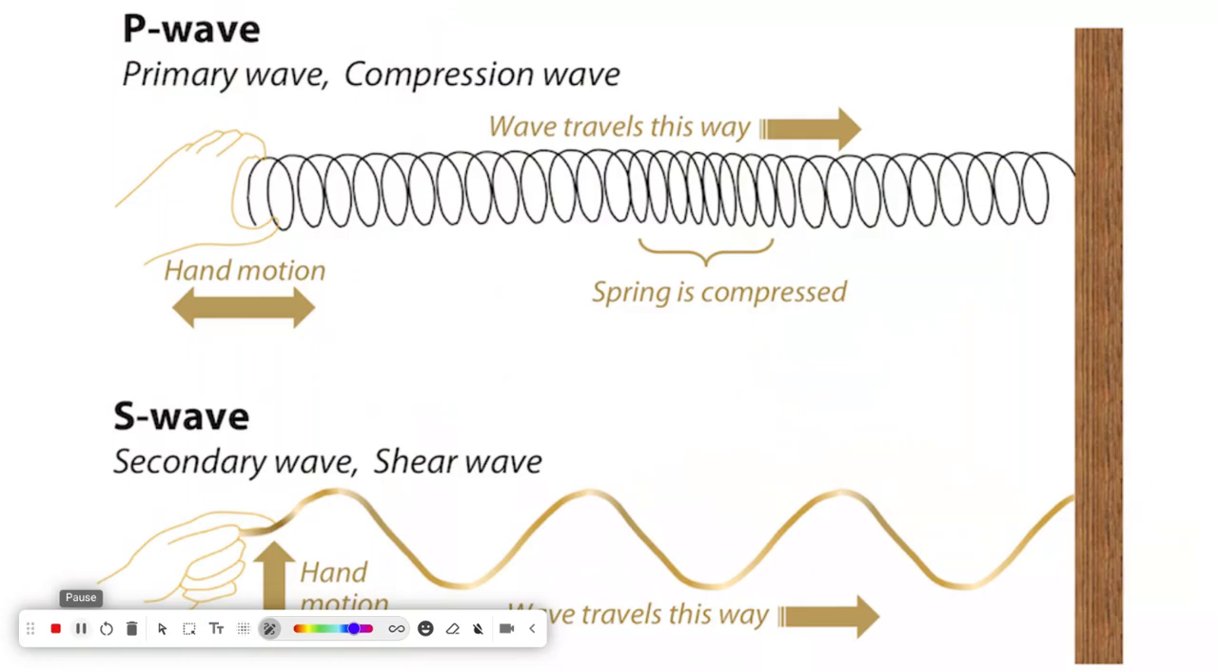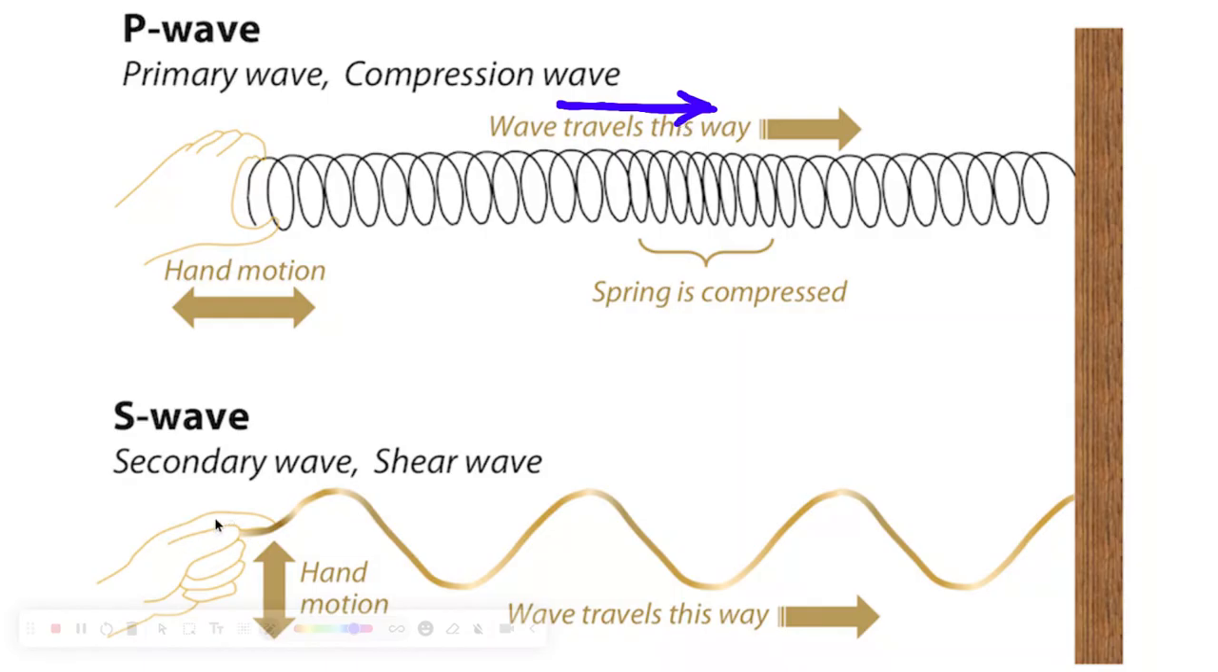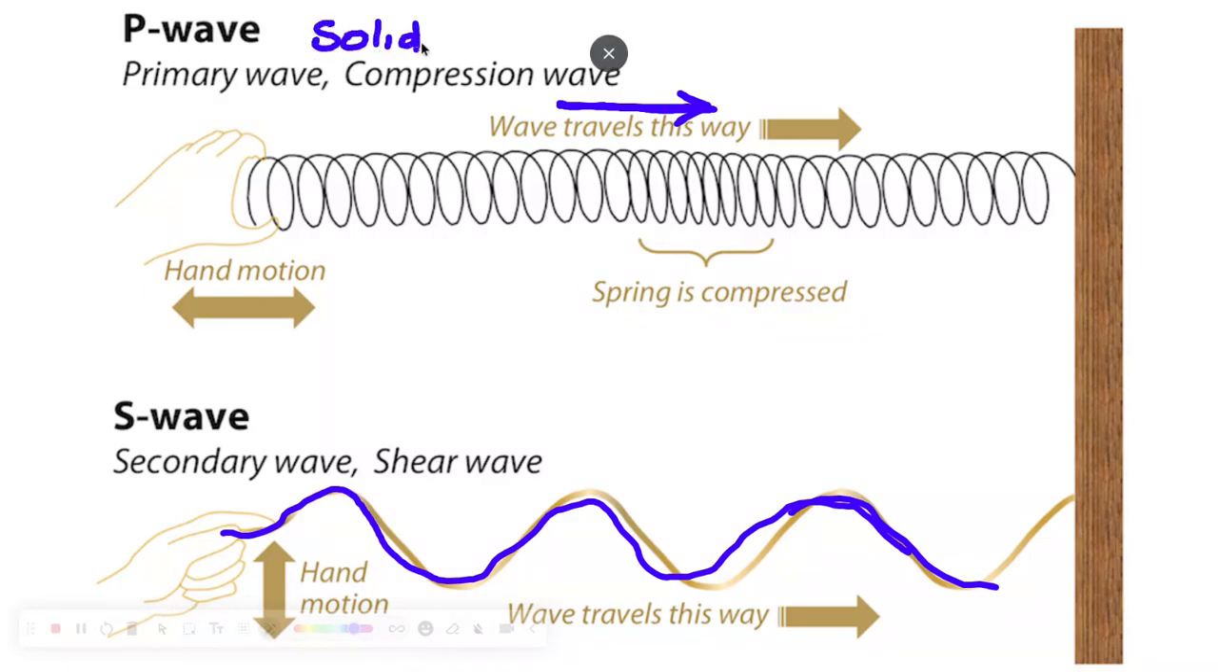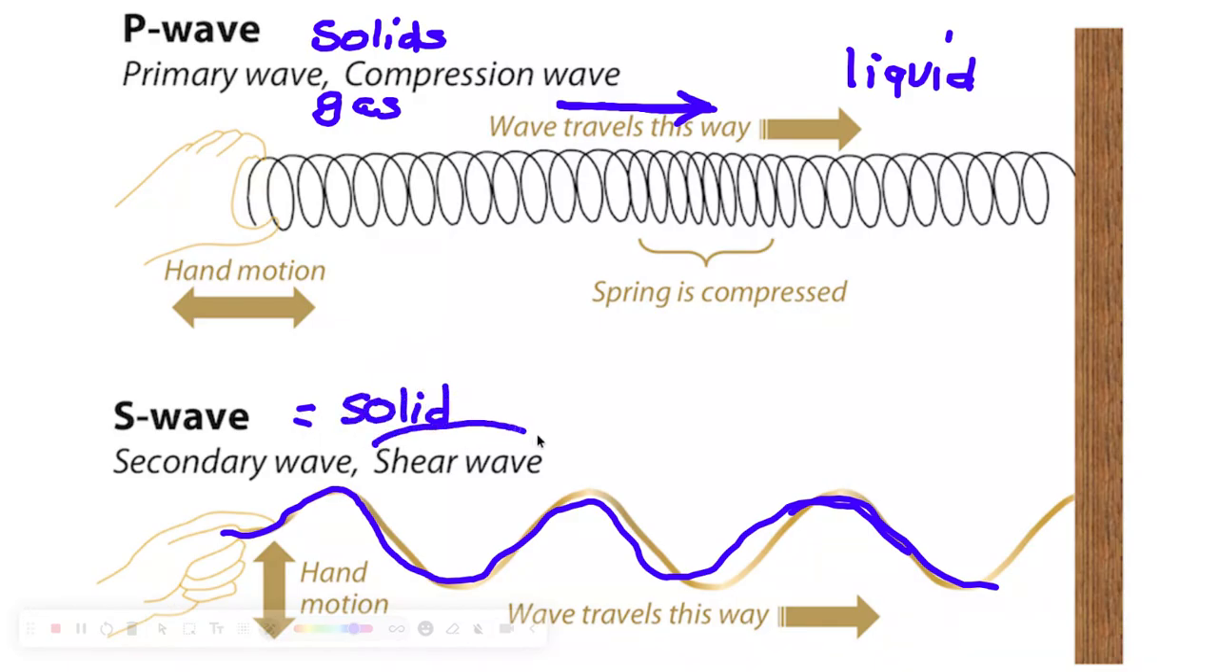So if you look at the P wave, the primary wave, the wave is moving in a linear direction, right? It's moving straight, in one way like this. Whereas the secondary wave goes up and down, almost like a sine wave. P waves can go through solids, gas, and liquid. S waves can only go through solids because they're shear waves, which I'll explain.